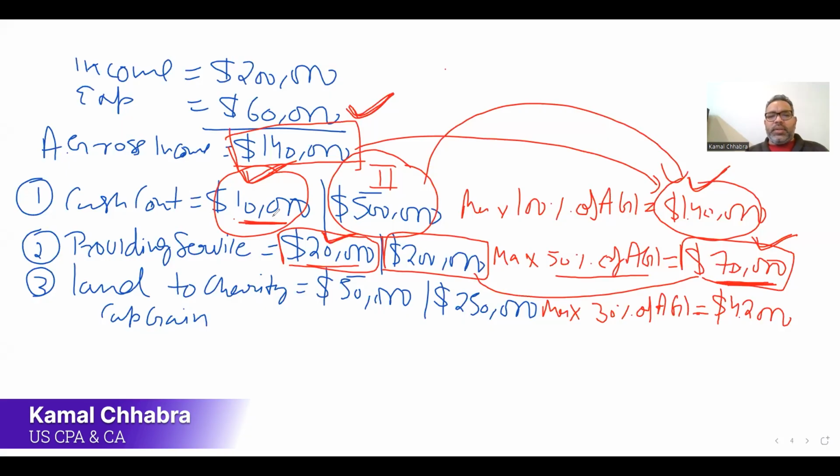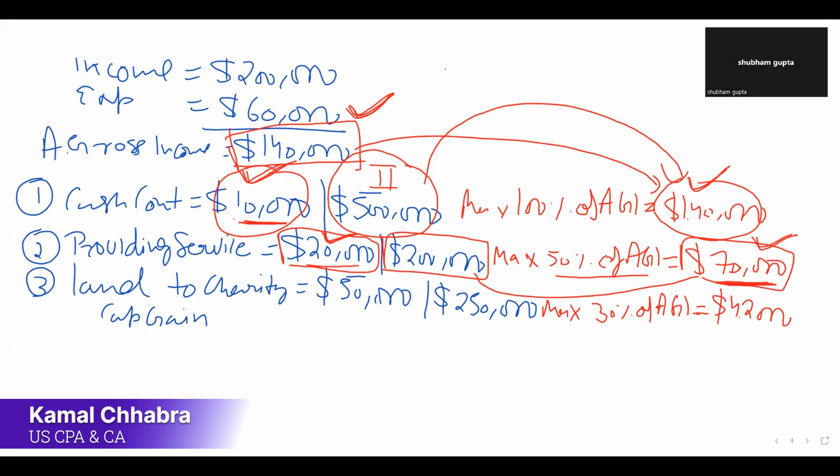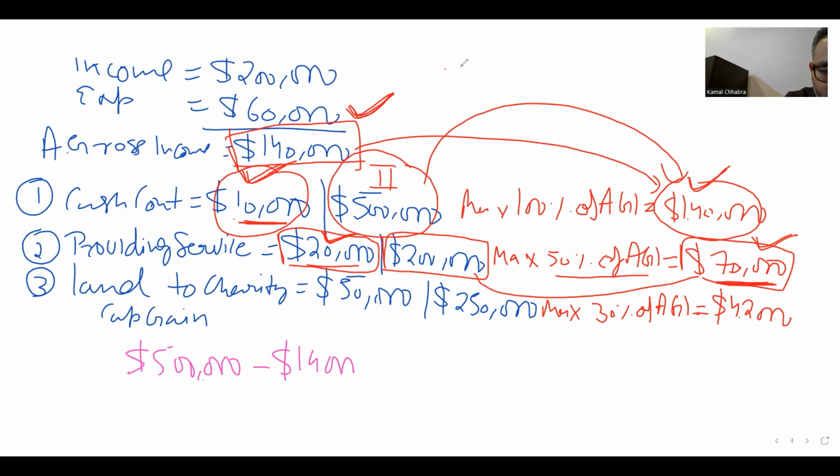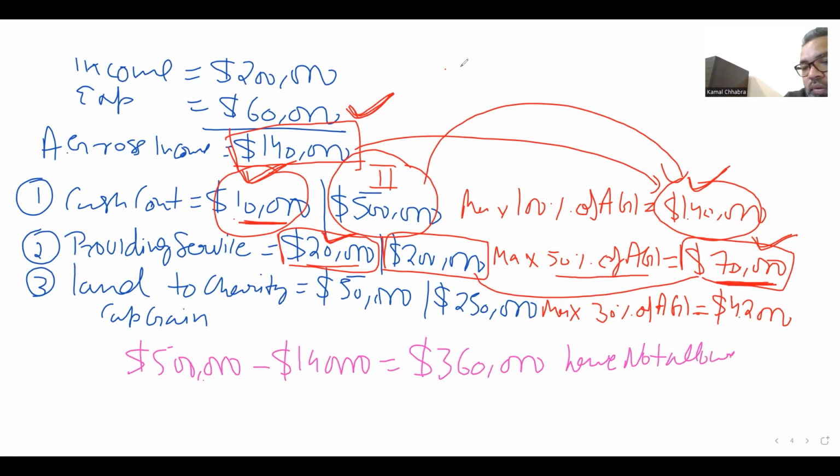in the second part of the first scenario, you have given a cash contribution of how much? $500,000, right? And the maximum limit allowed was $140,000. So how much was not allowed in year one? 360. Right. So $500,000, which you have paid, minus $140,000, so $360,000 was not allowed in year one. But this $360,000 can be carried forward.